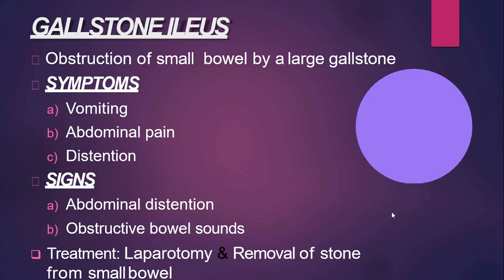Gallstone ileus is obstruction of the small bowel by a large gallstone. Symptoms are vomiting, abdominal pain, and distension. These are the cardinal features of intestinal obstruction. The patient will have vomiting, pain in the abdomen and distension of the abdomen. Now in signs you will get a distended abdomen with exaggerated gut sounds, which are also known as obstructive bowel sounds, and treatment is laparotomy and removal of the stone from the small bowel.